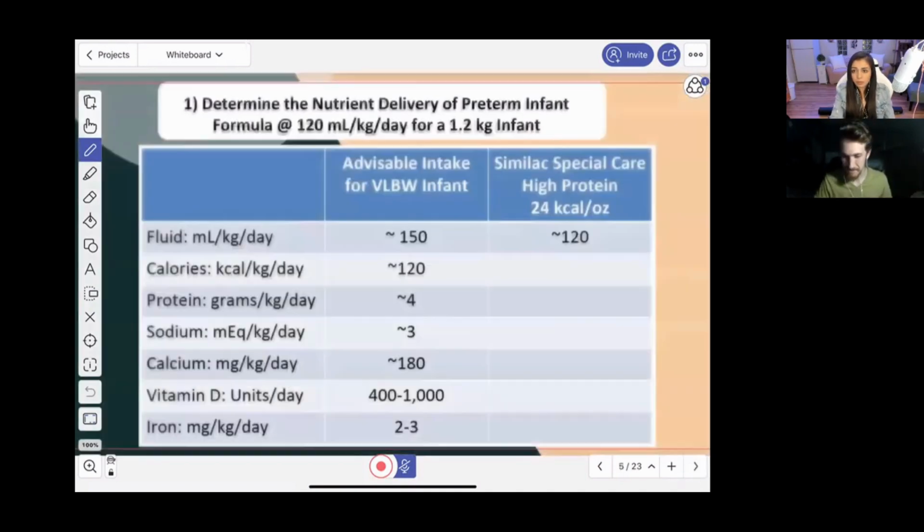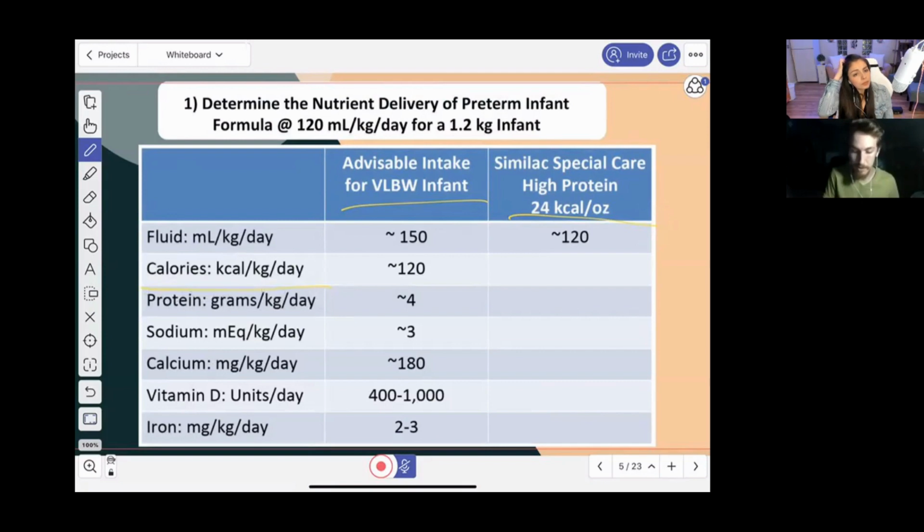All right, let's move on. This is going to be our first question. We're going to determine the nutrient delivery of a preterm infant formula at a volume of 120 milliliters per kilogram per day for a 1.2 kilogram infant. On the left here, we have our advisable intake for an infant of this weight class, and on the right, we have the formula itself. We are going to calculate how many calories per kilogram per day, protein, and all these nutrients we receive from this formula.